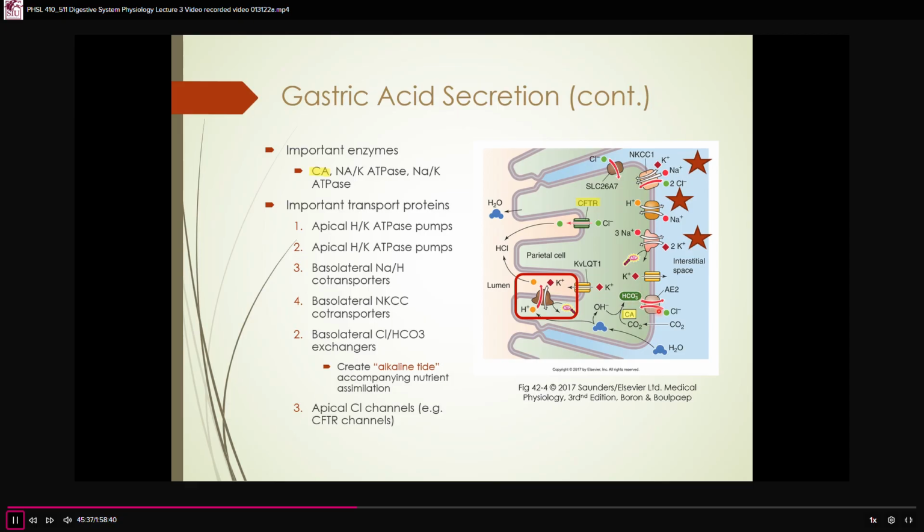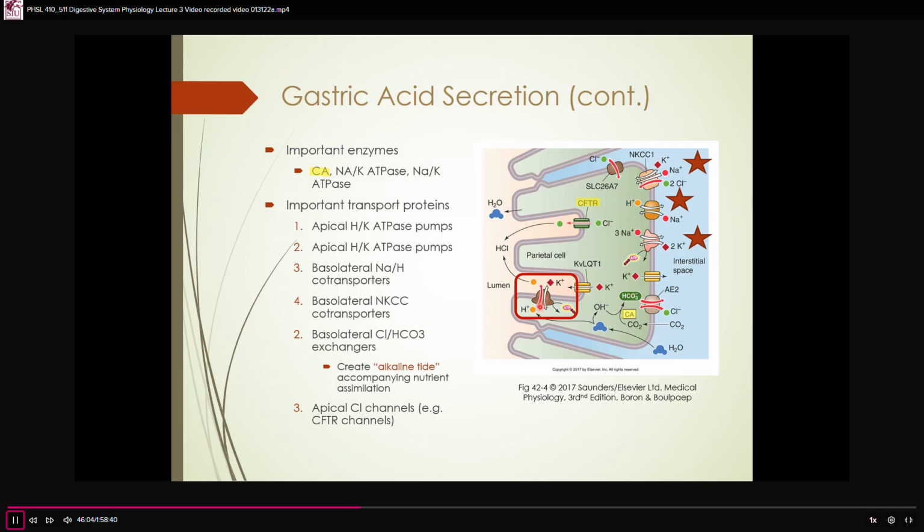We'll see chloride bicarb exchangers throughout the GI tract. They're very, very common, and their presence on these cells on the basolateral side is going to bring in chloride ions in exchange for bicarb ions. And so a lot of the carbonic anhydrase-derived bicarbonate is going to exit the cells in this way and bring chloride in. So we have multiple mechanisms on this side of the cell to bring in chloride ions.